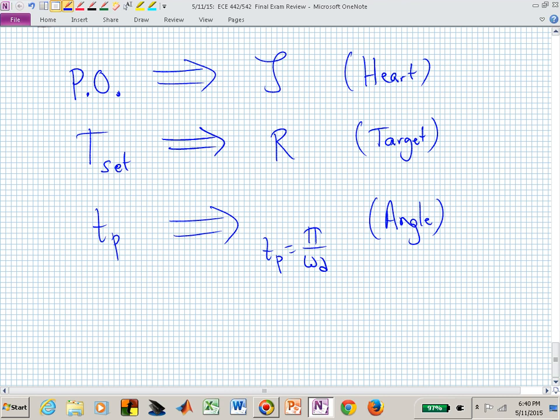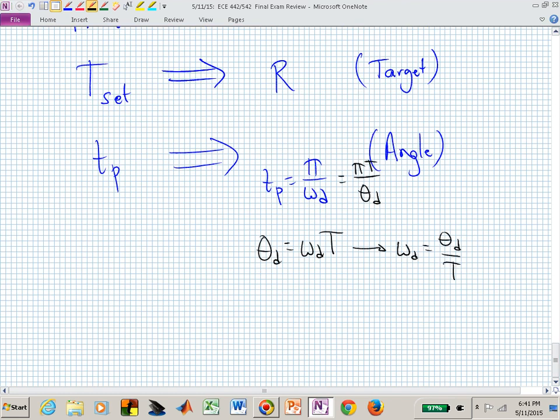Now, what do we know about omega sub d? Or how is that related to something? Wait, we wrote down angle. How is omega sub d related to our angle? Is that the right relationship? Now we can replace omega sub d with theta sub d over T, so this now becomes pi T over theta sub d. And if somebody gives you a time to peak, maybe in a certain number of sample periods, you put that on the left, you set that equal to pi T over theta sub d. The only unknown is theta sub d. You now know the angle that you need.